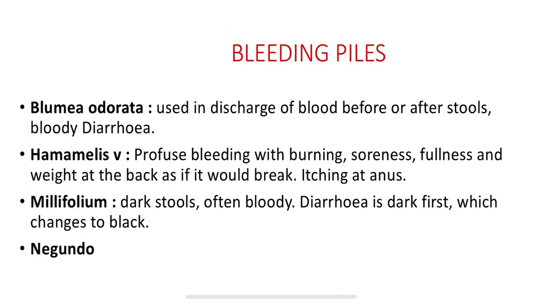Next condition, bleeding piles. For bleeding piles, the mother tinctures are Blumia odorata again, when there is discharge of blood before or after the stools, and along with the bleeding we have bloody diarrhea. Hamamelis is used when there is profuse bleeding with burning, soreness, fullness, and along with these there is a sensation of weight at the back, as if the back is going to break. The patient also suffers with itching of the anus.